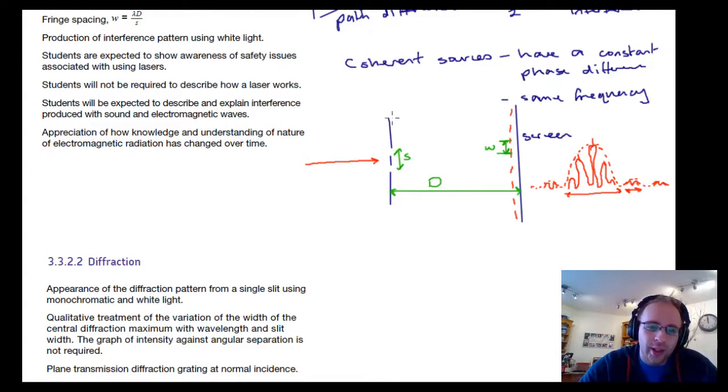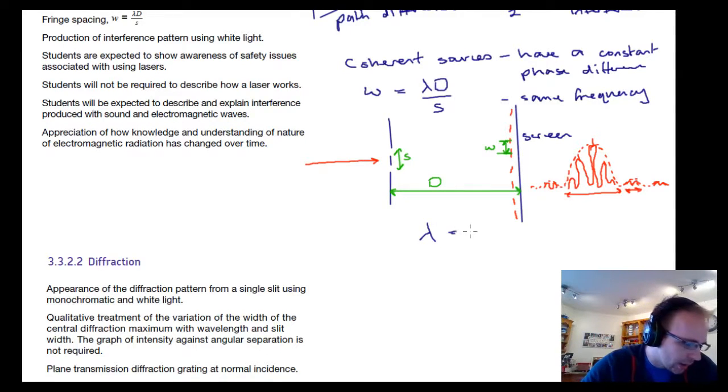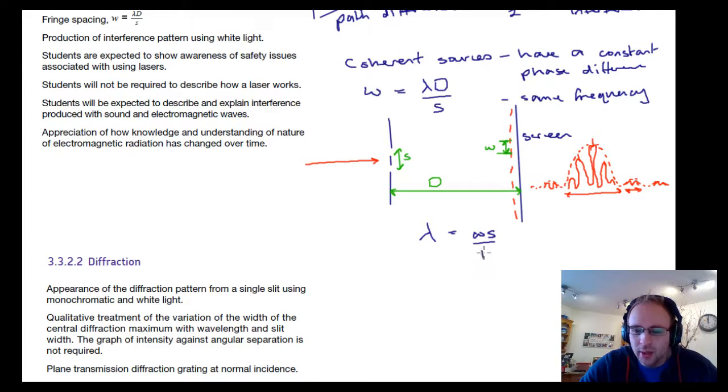So, in order to find wavelength or fringe spacing, it's weird that we write it in this order. The equation we've got is the fringe spacing equals the wavelength multiplied by the distance between the slits and the screen divided by the slit separation. So if we wanted to rearrange that to find the wavelength, which we probably would, then we'd have the fringe spacing multiplied by the slit separation divided by the distance to the screen.